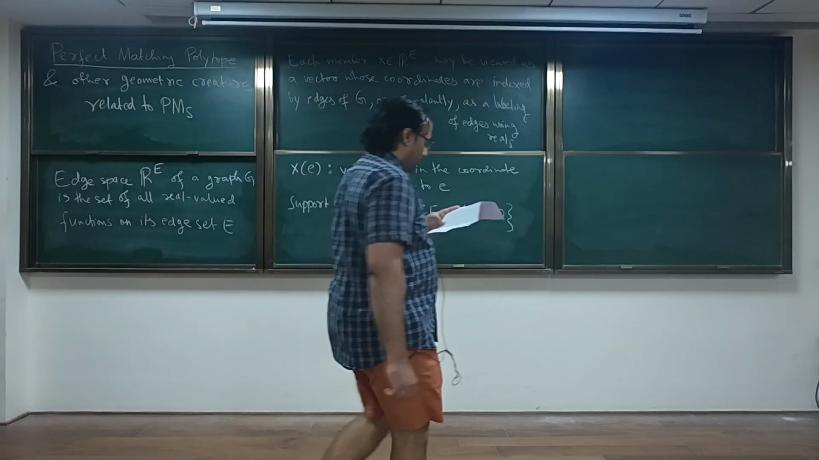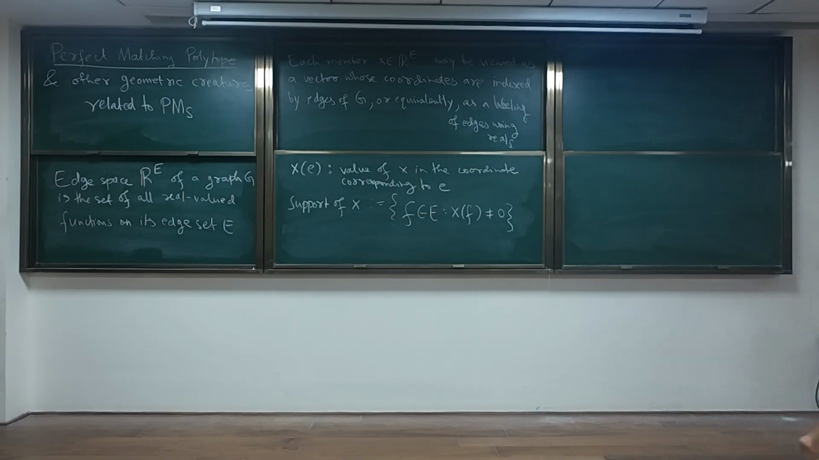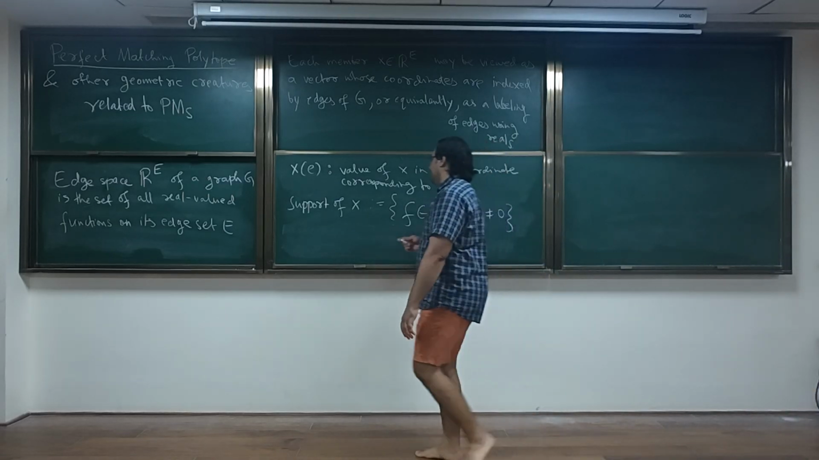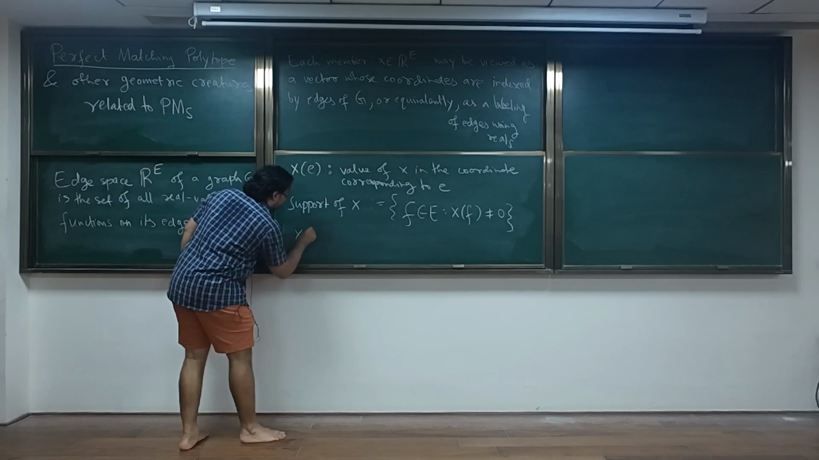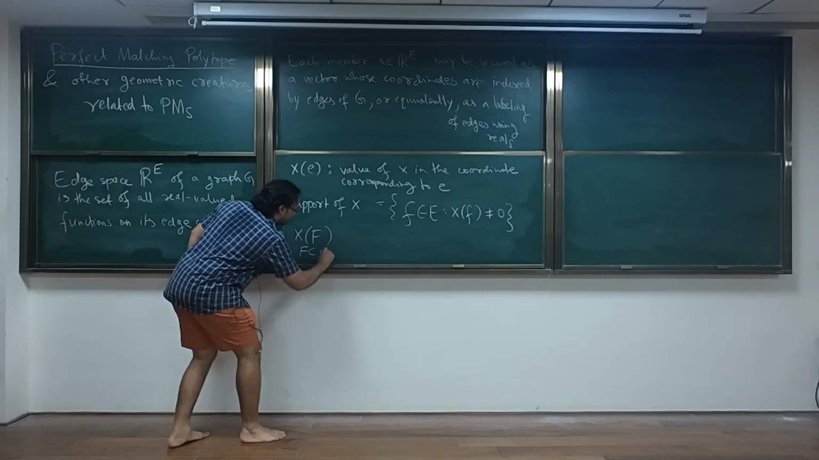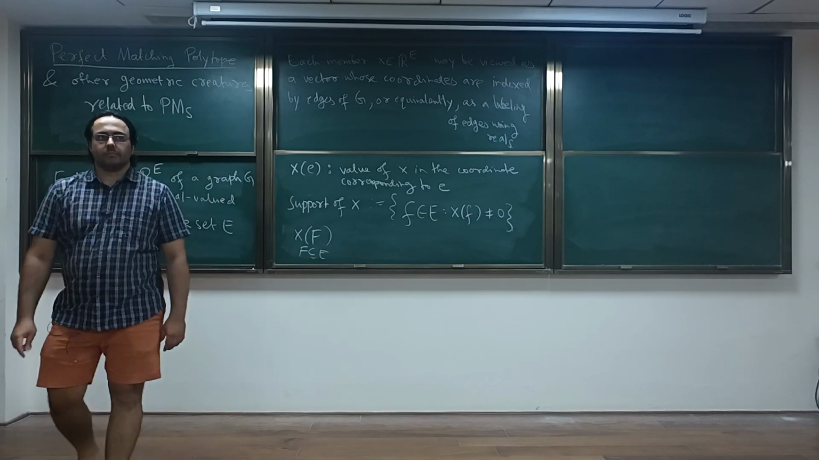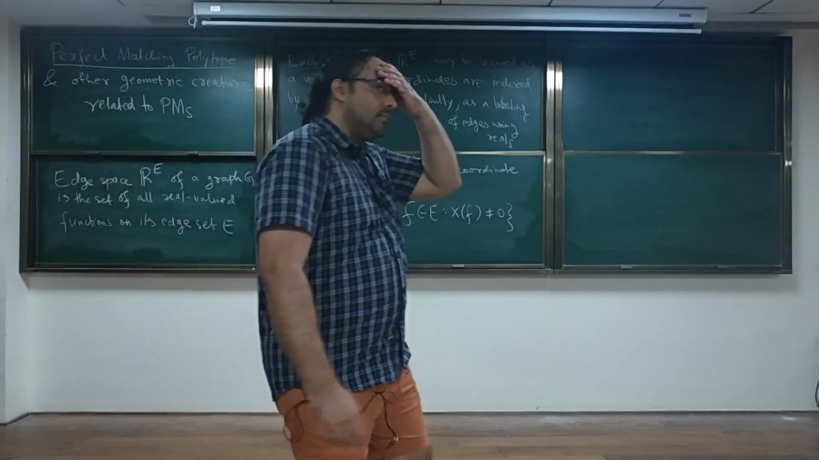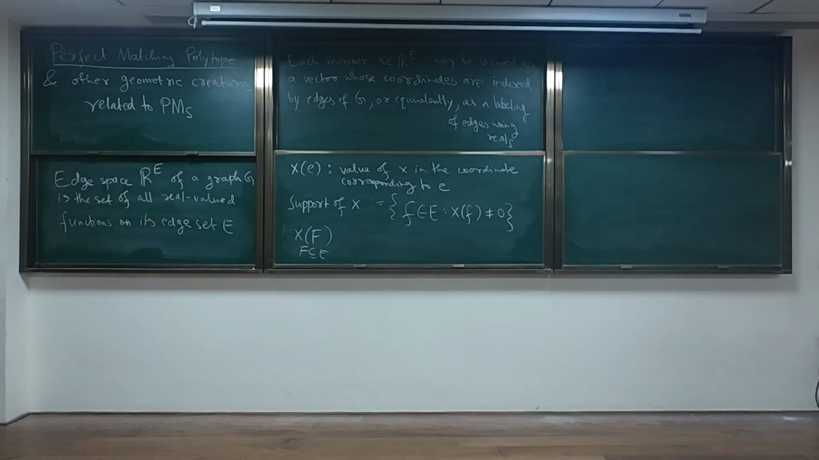Alright, and one more thing. You can probably guess what it is, but I will still define it in a slightly more strange way. So what do you think is x of capital F, where F is a subset of the edges? No, so the vector is given to you. I just want to know what x of capital F is. I just want to define it as a particular value.